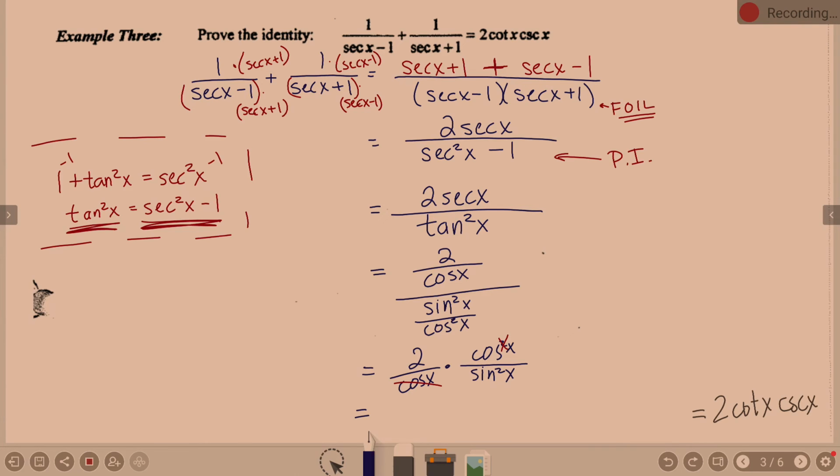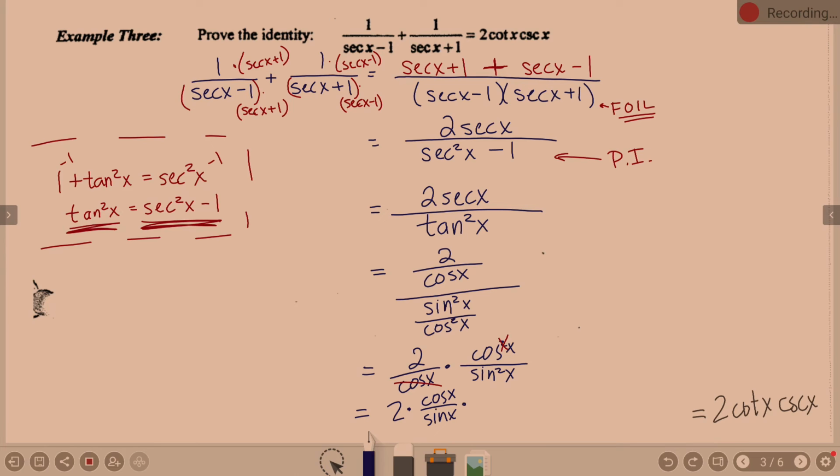There's supposed to be a 2 out front. Do we have a 2? We have a 2. Then there's supposed to be a cotangent. What do you know about cotangent? It's cosine over sine. Do I have a cosine over a sine? I do. There is the stuff there for cosine x over sine x.